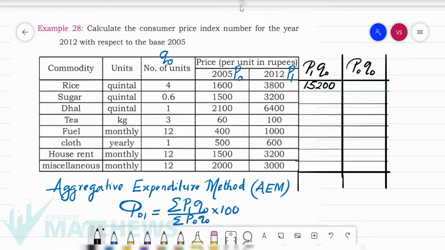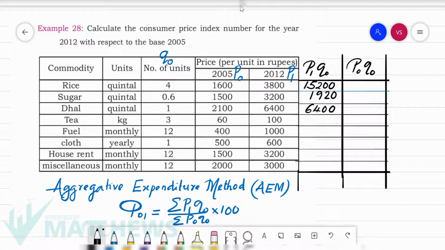Then the next one is 3,200 into 0.6, which is 1,920 students. Okay, 1,920 students. The next is 6,400 into 1, which is as it is, 6,400 students. Is it right? I'll write it as 6,400. Next is 100 into 3.